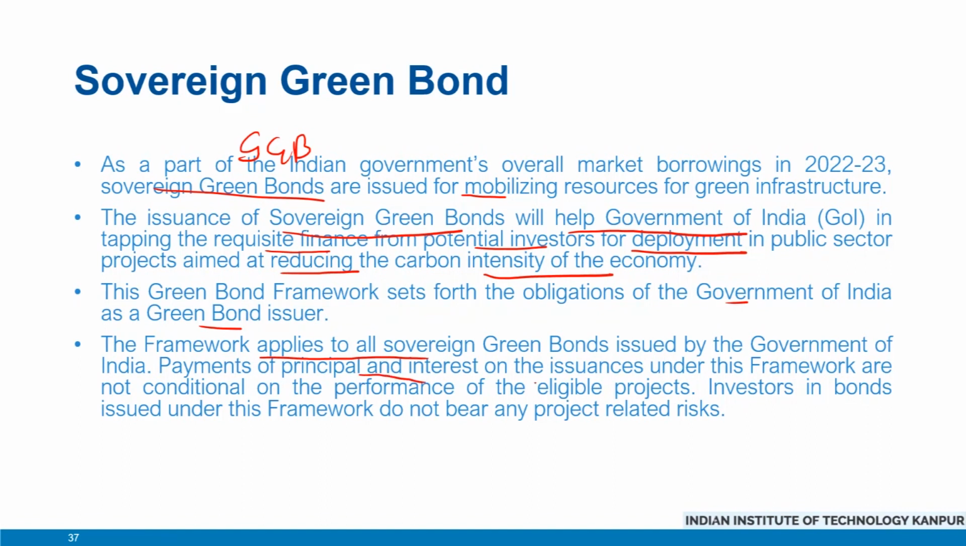The framework applies to all the sovereign green bonds issued by the Government of India. Payments of principal and interest on the issuances under this framework are not conditional on the performance of the eligible projects, and investors in bonds issued in this framework do not bear any project related risk. To summarize, in this video we discussed various ESG investment related financial market instruments. These included sovereign green bond (SGB) and green indices.